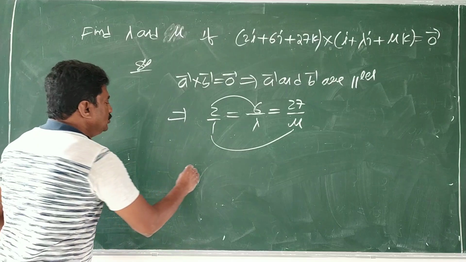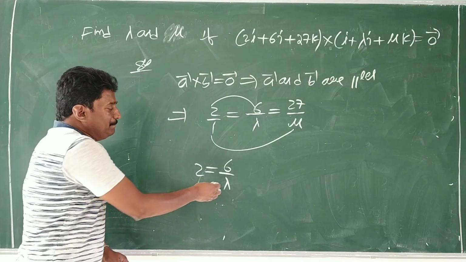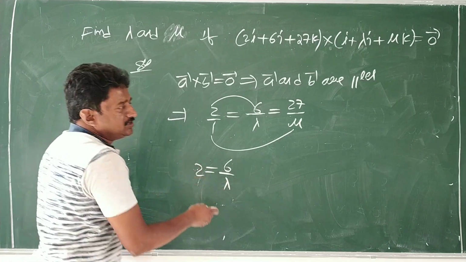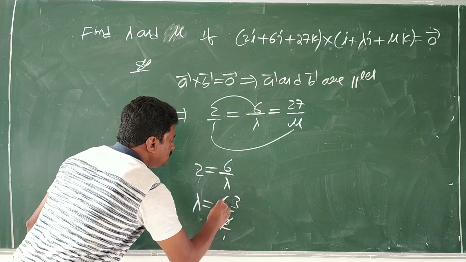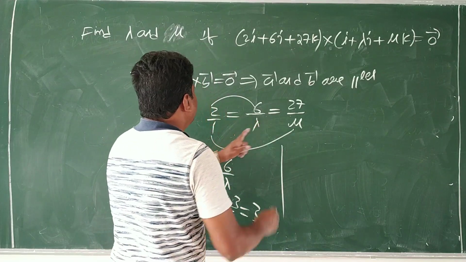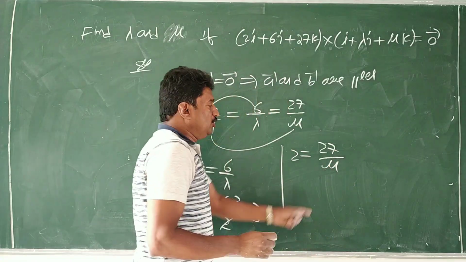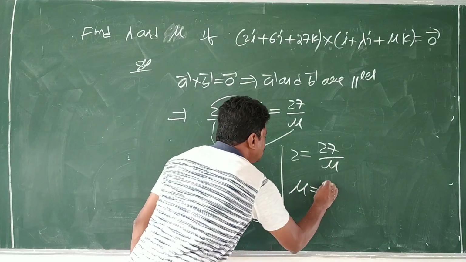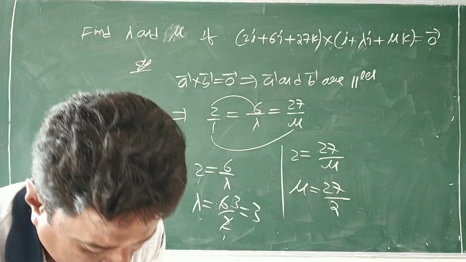First I take these two. So 2 is equal to 6 by lambda. Interchange, cross multiply. Lambda is equal to 6 by 2. Tell me lambda value: 3. So lambda is 3. Next you calculate mu. You take first and last. 2 is equal to 27 by mu. Mu is equal to 27 by 2. So we got both lambda and mu. It is an easy question. Next question.